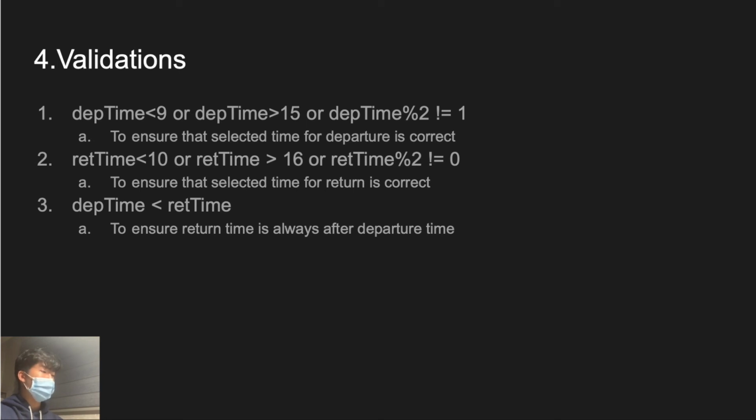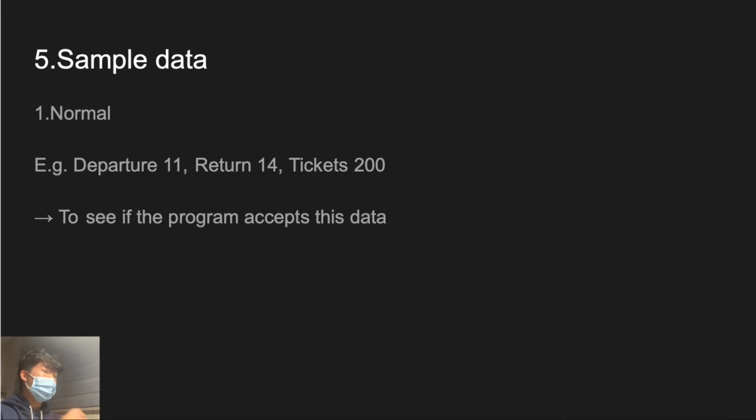We'll finally look at sample data. So the question might ask for suitable sample data for pre-release task 2, what kind of data it is, and what this data does. The first type of data is called normal data, and an example of this is time 11 for departure and time 14 for return, and number of tickets 200 for tickets. So this normal input would be used to see if the program accepts this data. So if you enter these examples, it'll work perfectly.